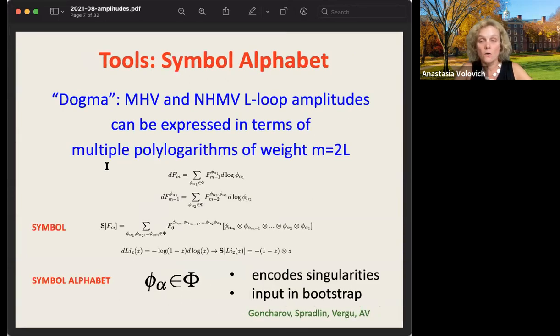Very good. So number 2, the functions. We have the following dogmas. What kind of functions are we looking at?